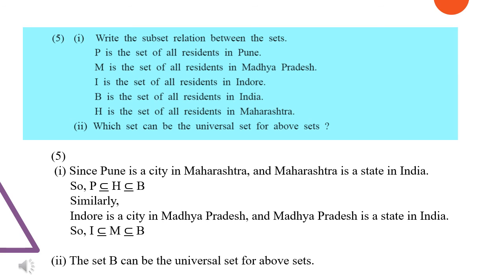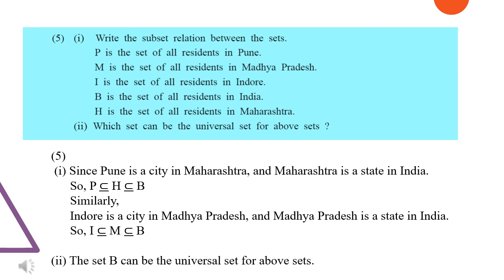Now, look at the solution. Since Pune is a city in Maharashtra and Maharashtra is a state in India, we can write that P is a subset of H and H is a subset of B. Similarly, Indore is a city in Madhya Pradesh and Madhya Pradesh is a state in India. Therefore, I can write I is a subset of M and M is a subset of B.